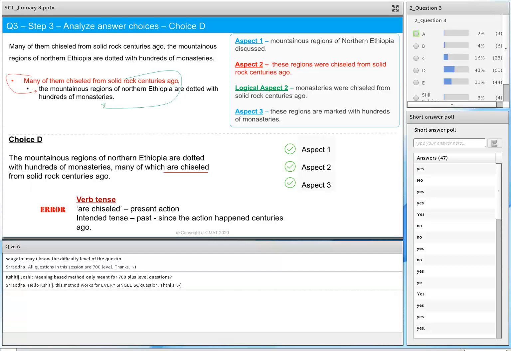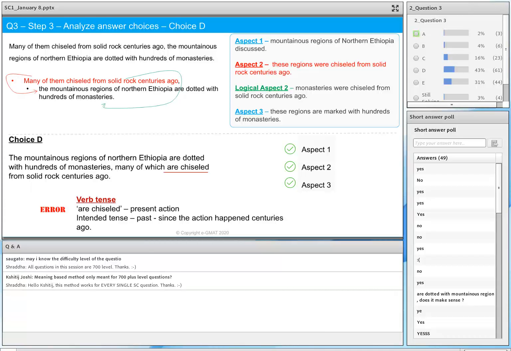Now, as always, the tussle is between choice D and choice E. And choice D is incorrect. 43% of you, the maximum number of people, chose choice D, but I'm sorry, it is not the correct answer. Hold on to all your questions as of now. Many of them, many of which, which is right, which is wrong? Can we say "are chiseled"? Can we say "were chiseled"? Why is choice D wrong? Hold on to all those questions related to choices D and E. If you wait to listen to my explanations for both the choices, you will understand why E is right and why D is wrong, okay?